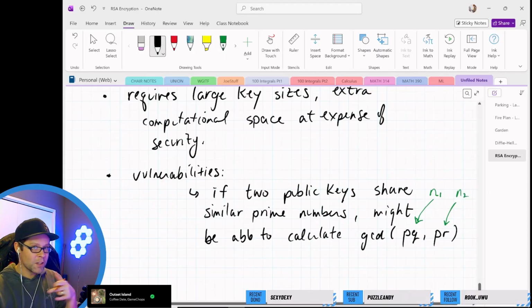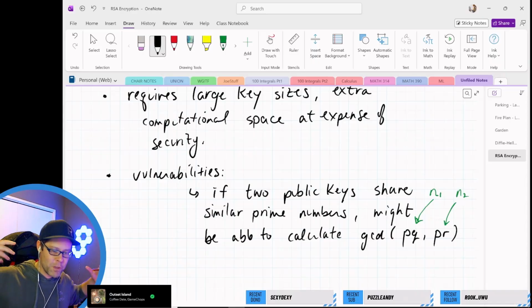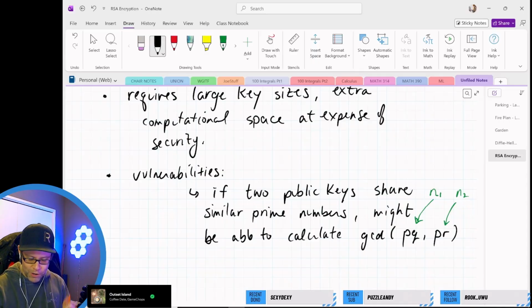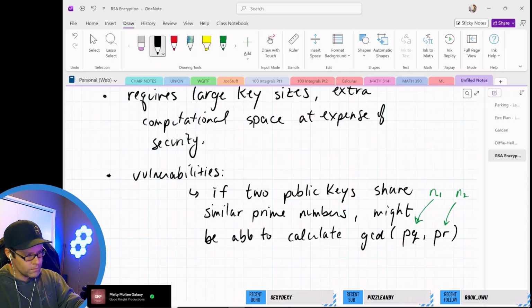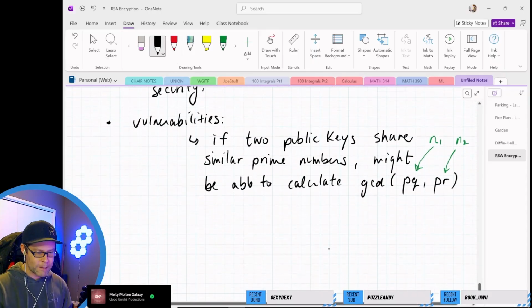So if they're similar enough, or we start doing some comparisons, maybe it's possible to find the shared factor of these two n's. In which case we're like, oh, cool. Now I have one of the two prime numbers that I need to kind of crack the code here. So if they could solve for p in one of these, then boom, it's really easy to get the other large prime number they're looking for, and then everything kind of falls apart and breaks. So that's one kind of possibility, or one vulnerability here.